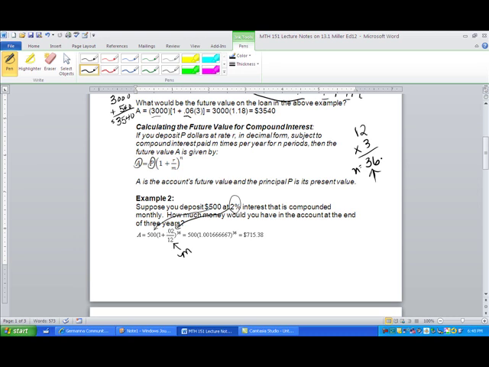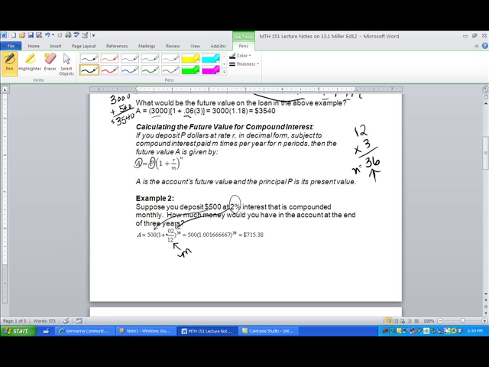What you want to do on your calculator is start with the part in the parentheses. Do 1 plus 0.02 divided by 12, and then hit enter or equals. Now raise that to the 36th power and hit equals, and then do times 500. It's best if you don't round until the very last step, and I'm getting $530, and you want to round it to the nearest cent.